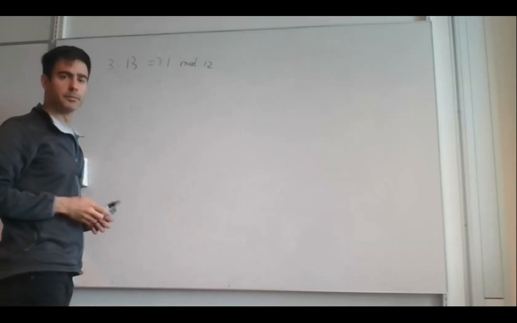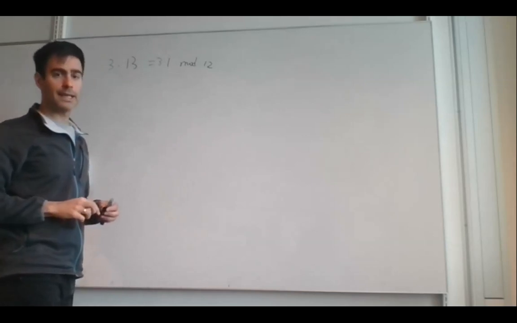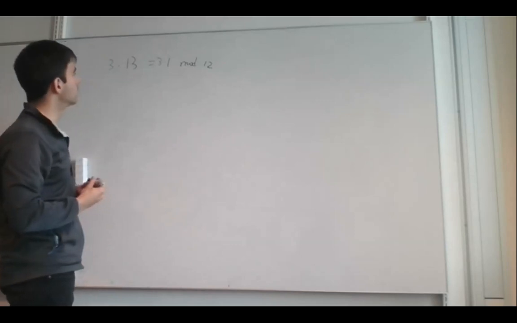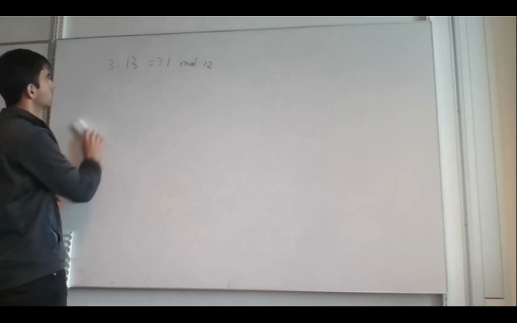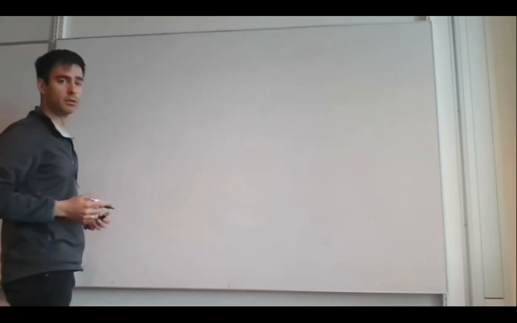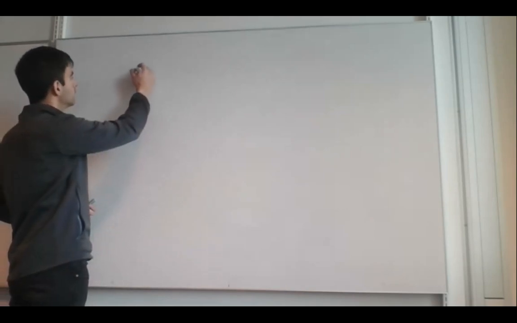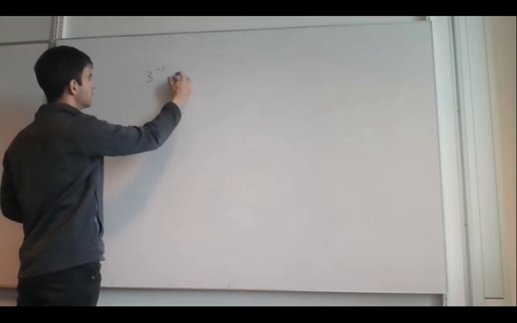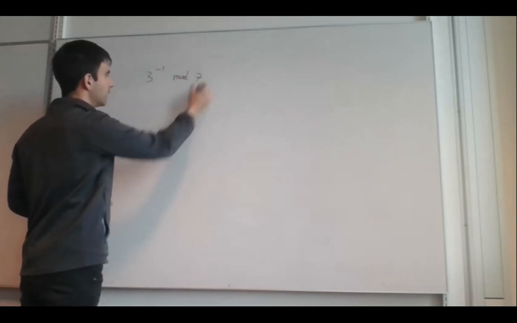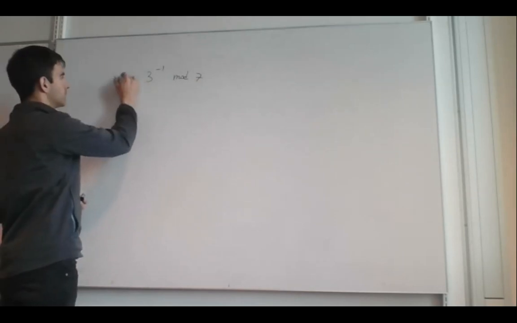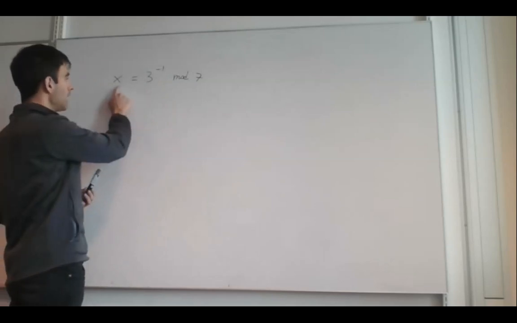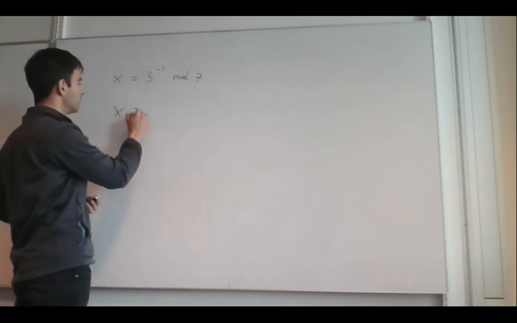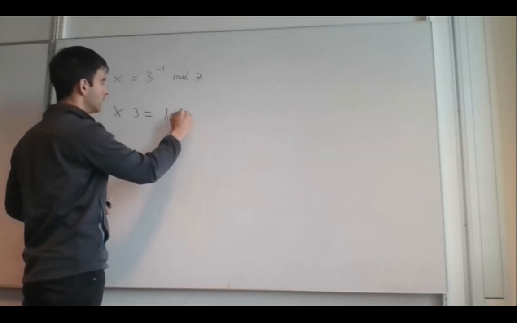Something which is slightly less immediate to do in modular arithmetic is to do inversion. So what is division in modular arithmetic? For instance, I could ask you, what is 3 inverse modulo 7? So let's call this value x. This is not an integer division. This is not 1 divided by 3. X here is the number such that if you take x and you multiply it by 3, you get 1 modulo 7.